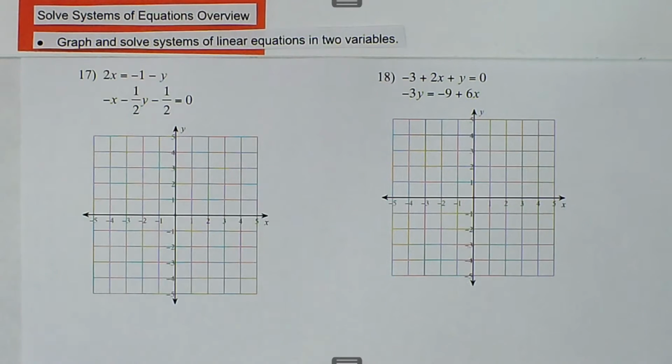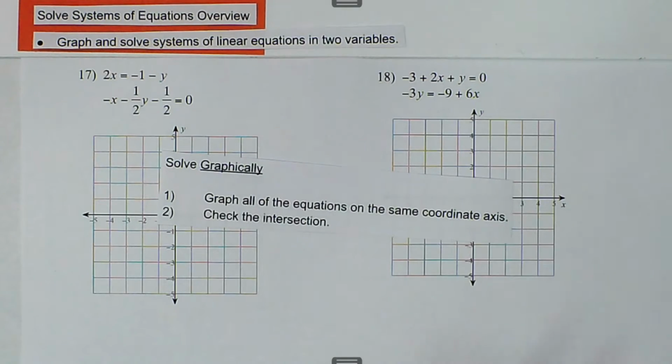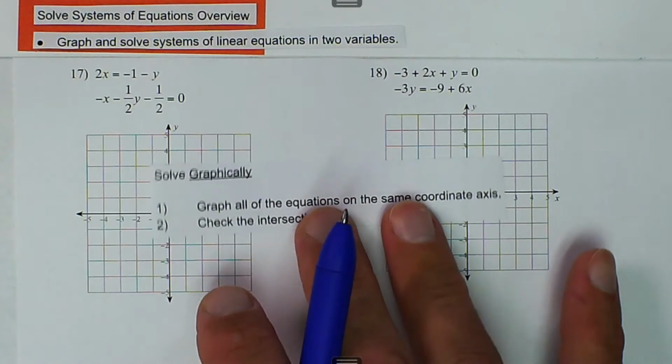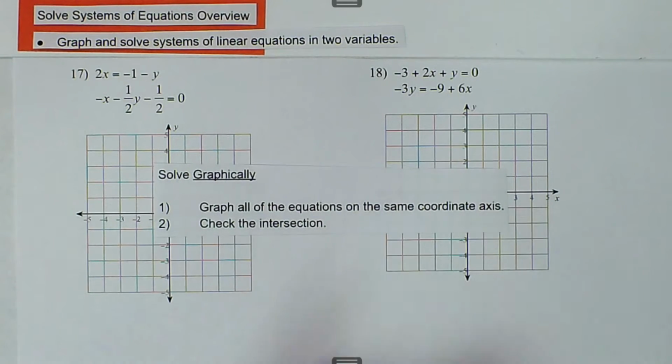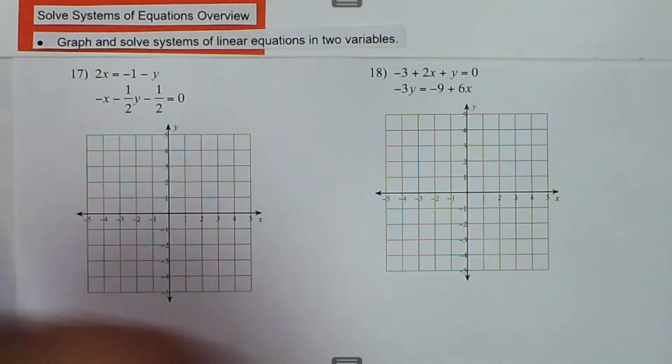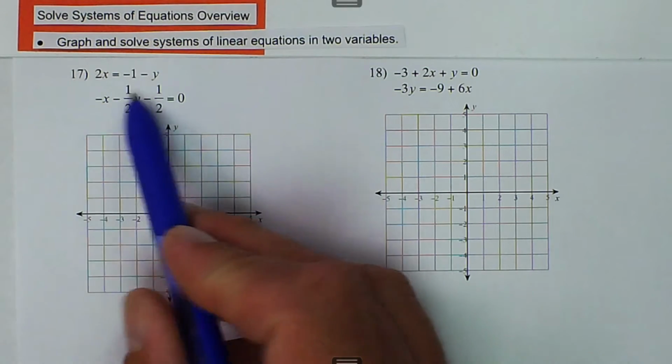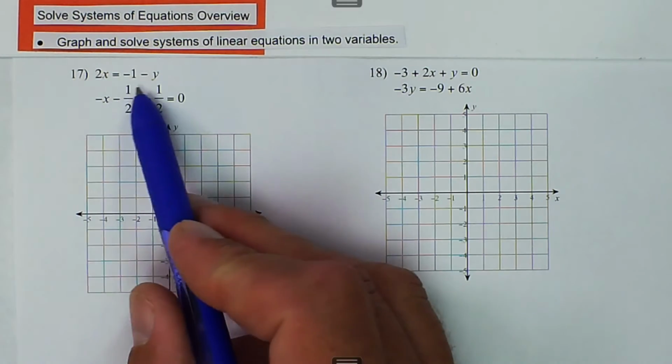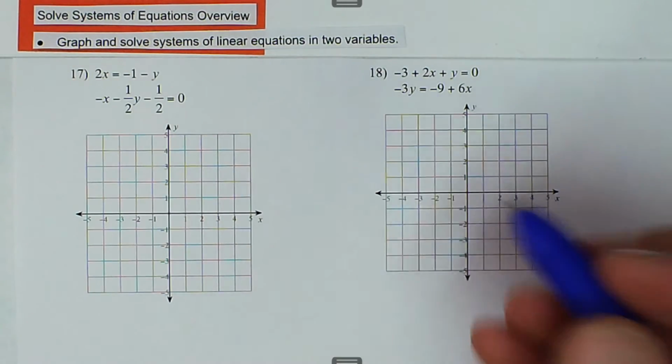We're talking about solving systems of equations, and we want to graph and solve systems of linear equations in two variables. So when we do that, we want to graph all the equations on the same coordinate axis and then check for intersections. The issue with these two is we don't have these in y equals mx plus b form, so they're going to be tough to graph.